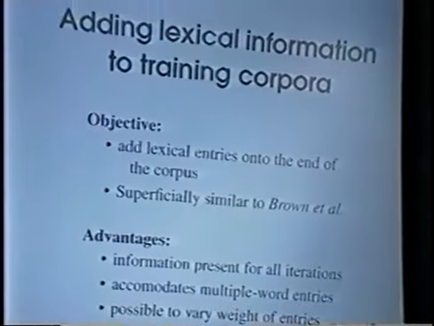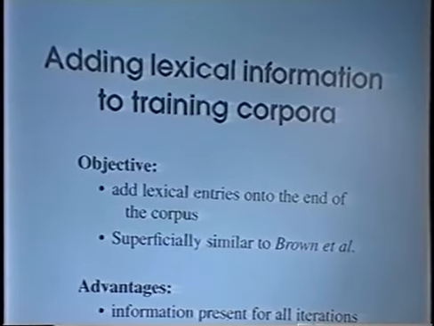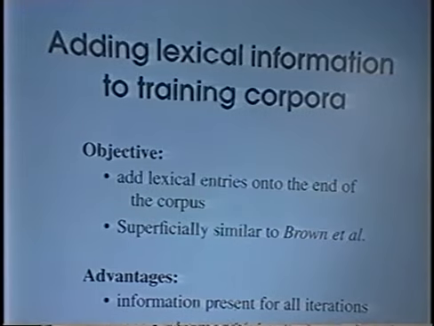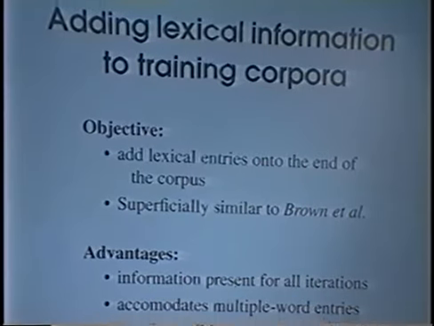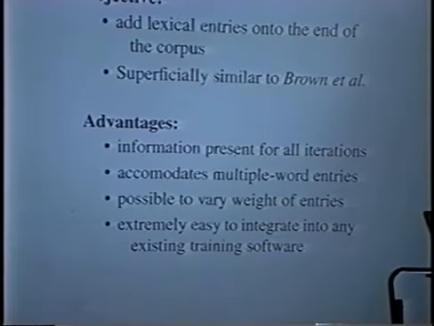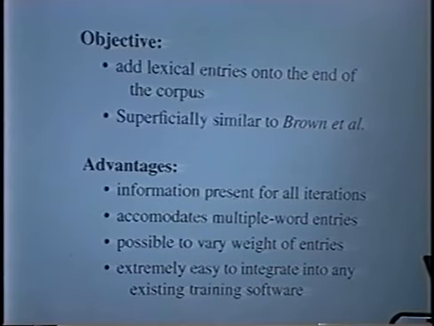Okay, I'm going to pick up right where Noah left off. He discussed the first two experiments we had, which were seeding and restricting the count collection. And the next thing we tried was adding lexical information to the end of the training corpus, which was similar, at least on the surface, to what Brown et al. did in 1994. And so the idea is basically just that you take your dictionary entries and make them into very short sentences and just add them onto the end of the corpus.